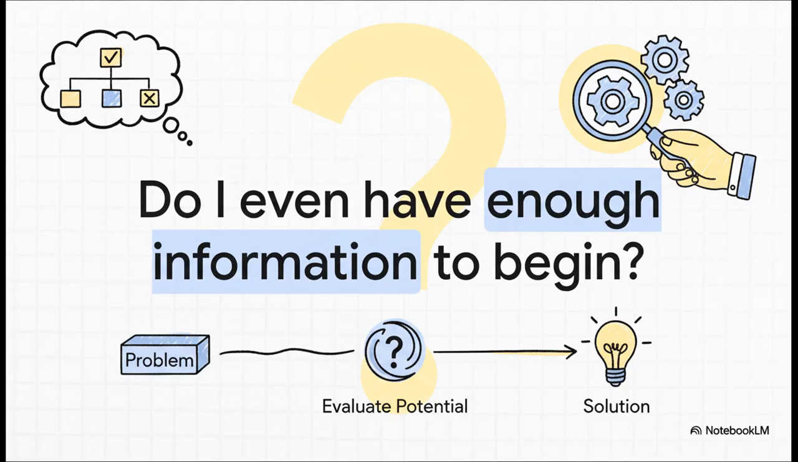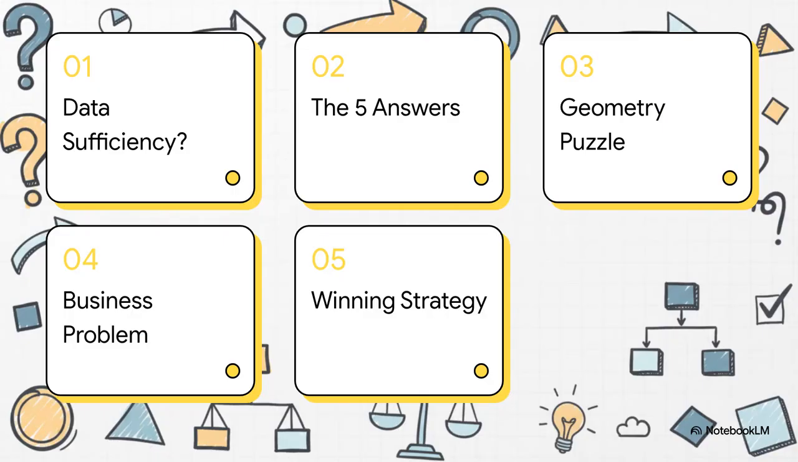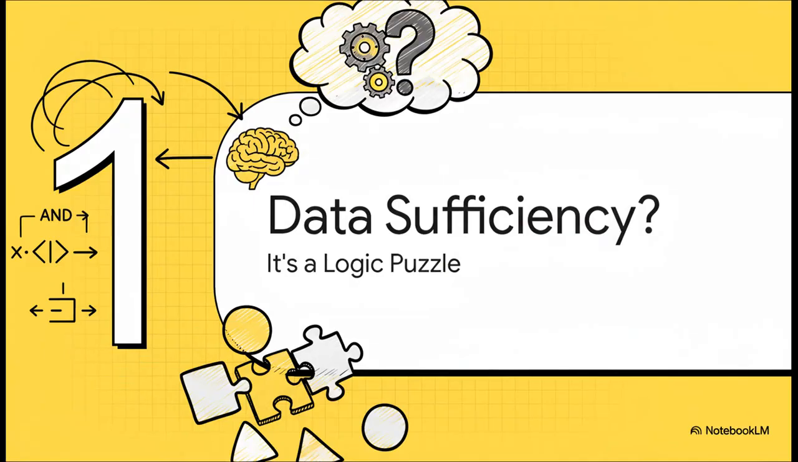It's a total mental shift, away from calculating an answer and towards just figuring out if an answer is even possible. So here's our game plan for this explainer. We're going to start with what these questions even are. Then we'll look at the 5 possible answers, which are always the same, by the way. After that, we'll walk through a couple of classic examples, and we'll finish up with a winning strategy that you can use on any test. Okay, let's dive right in.